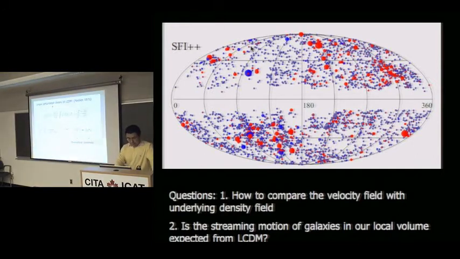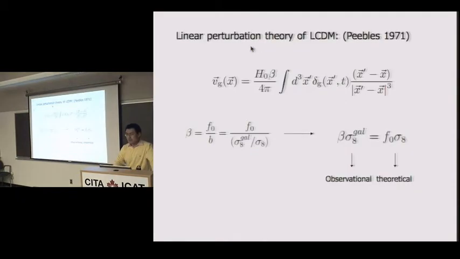To answer question one, let's start from the very basic thing, which is the gravitational instability paradigm, precisely the linear perturbation theory of the lambda CDM model. From this theory, the simplest thing is that the time evolution of your density contrast is linked to your underlying peculiar velocity field through a differential equation. I don't write it here since I don't want to mess up too many details.